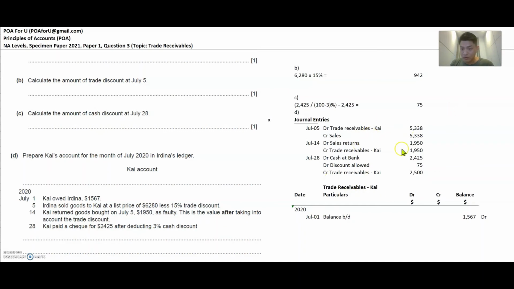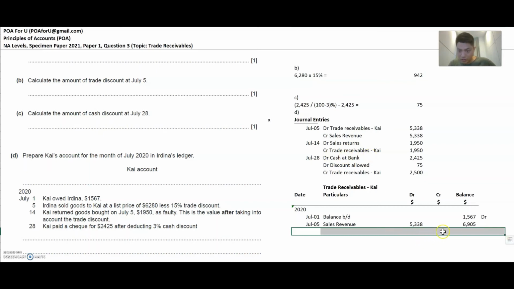Now, how do you transfer all these into ledger accounts? So for the first item, since you debit trade receivables, the number will fall on the debit side and the particulars will be sales, the other side of the double entry. So it will be sales revenue. I beg your pardon, this should be sales revenue. And then on July 14, you have debit sales returns and credit trade receivables.